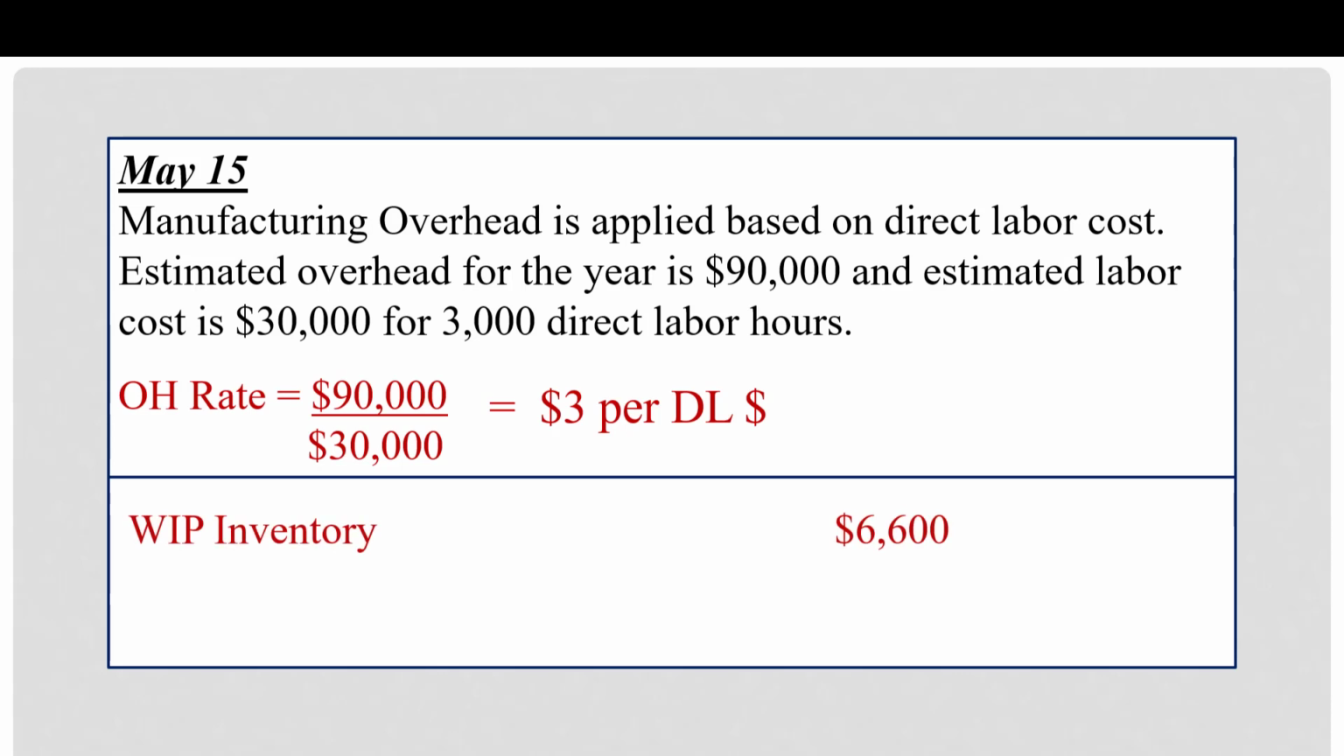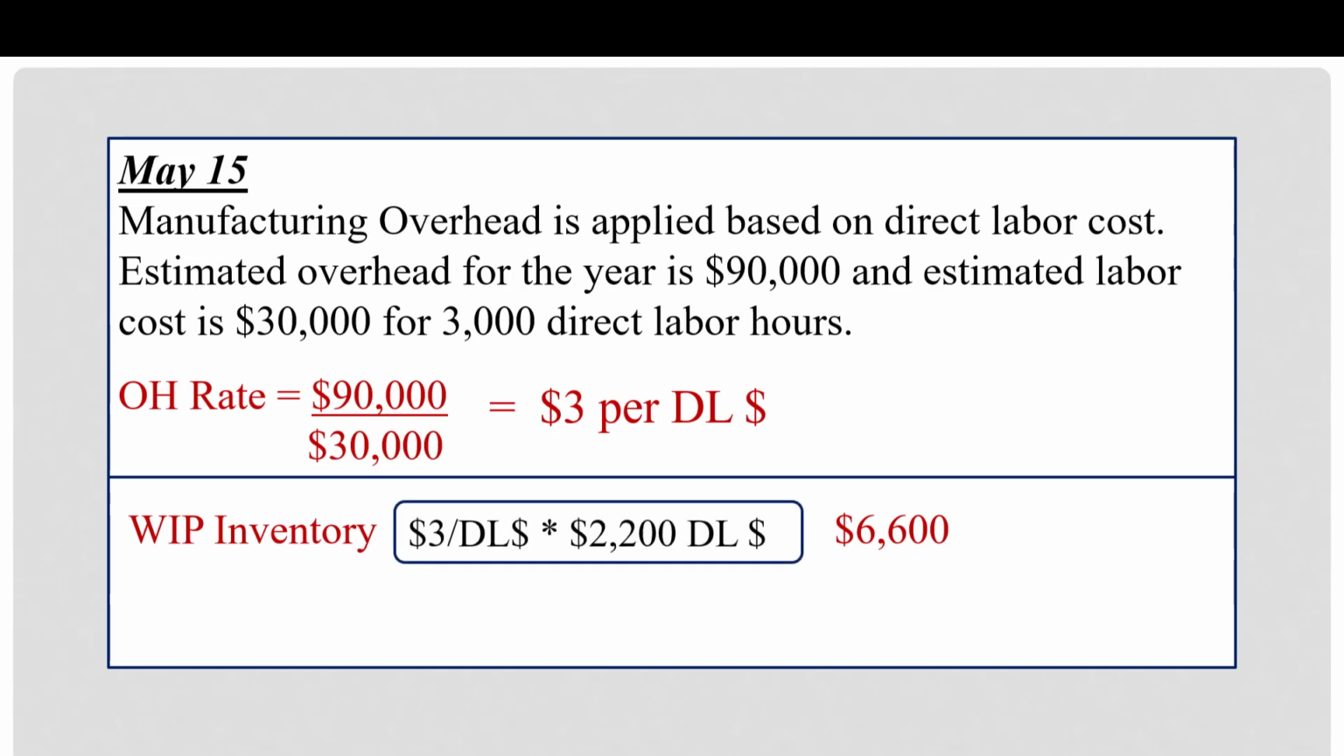When you apply overhead, you debit work in process inventory and you credit manufacturing overhead. The amount is $3 per direct labor dollar, and if you go back and look at the previous journal entry, you see that we actually paid 2,200 labor dollars. So this is the overhead rate times actual activity. The amount then is $6,600.